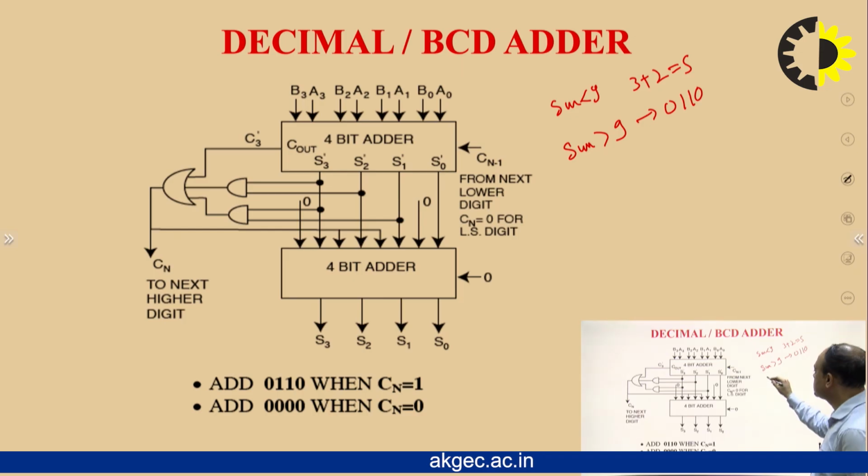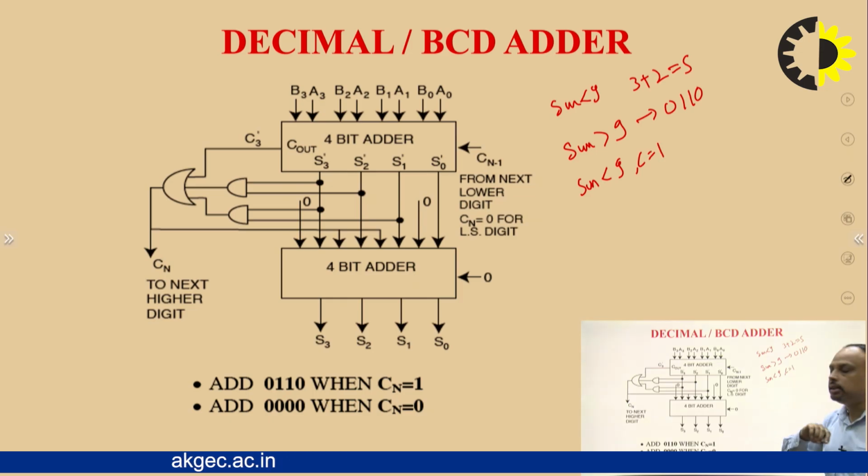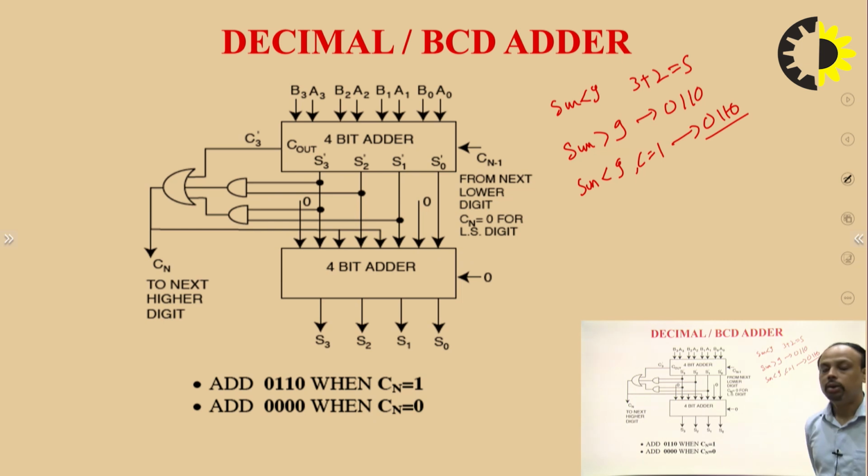Another case is when the sum is less than 9, but there is a carry equal to 1. Then again in this case we have to make a correction, that is we have to add binary 6 in the output combination. So we have to add 2 BCD 4-bit numbers.